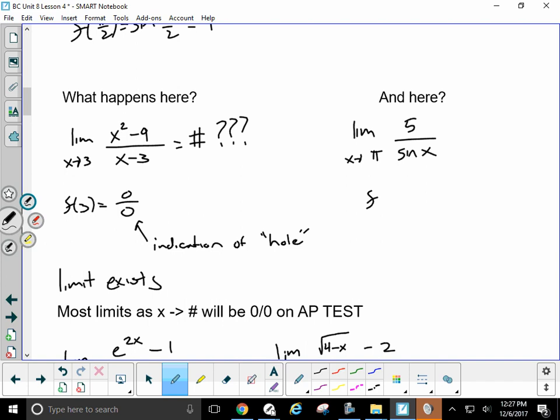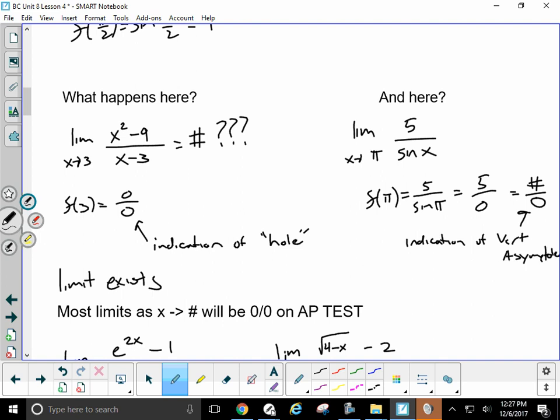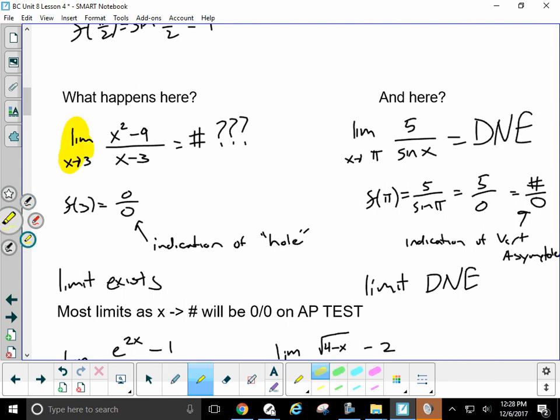For this one, if I try to find f of pi, I get 5 over the sine of pi, which is 5 over 0. If you end up with a number over 0, that is an indication of a vertical asymptote, which means the limit does not exist. You're not approaching the same value to the left and to the right. So we can just say this does not exist. I don't have to worry about that. But we're going to go back and we need to figure out a way to do this.